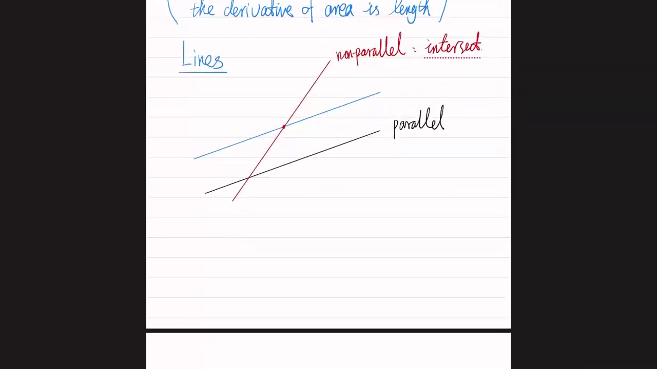So when the two lines intersect, there are several angles we can use. This one, we call this alpha, and this one, we call beta. We can see from the graph, the total angle will be 180. And we call these two complementary angles.